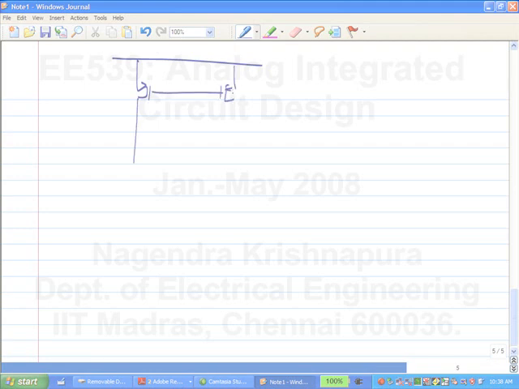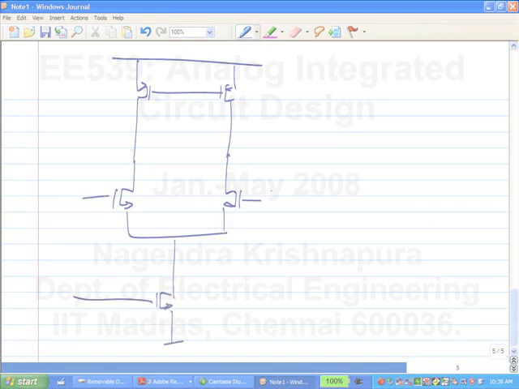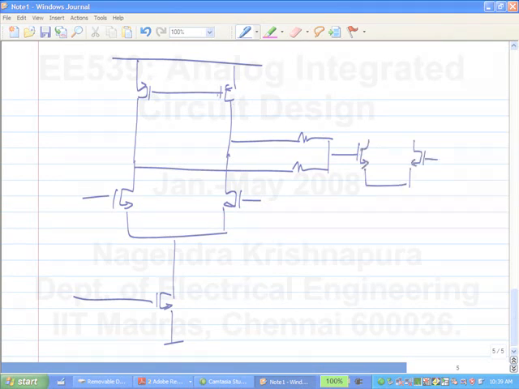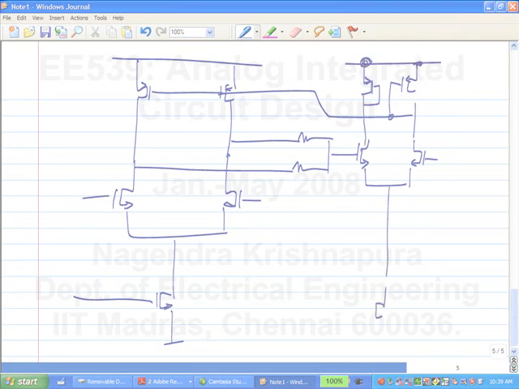So let's say this is the fully differential structure and we are trying to apply common mode feedback around this. I'll use a resistive common mode detector. It doesn't matter what I use here. In this case, I'll derive this feedback from the drain of the right side transistor. Now what do I apply here?